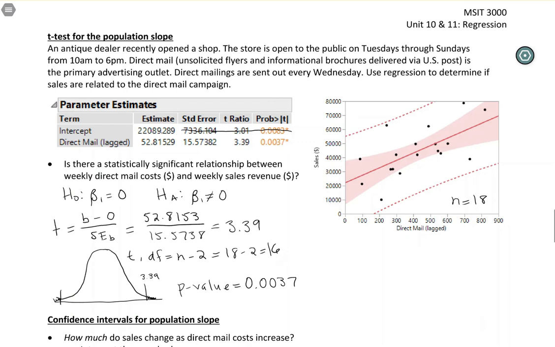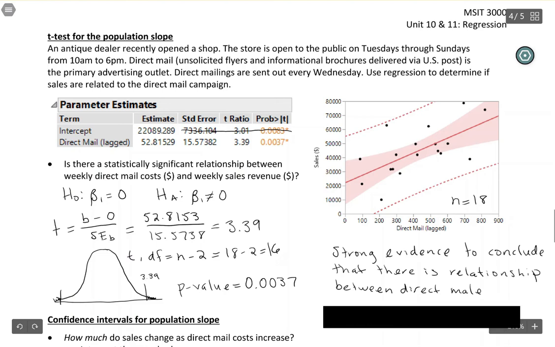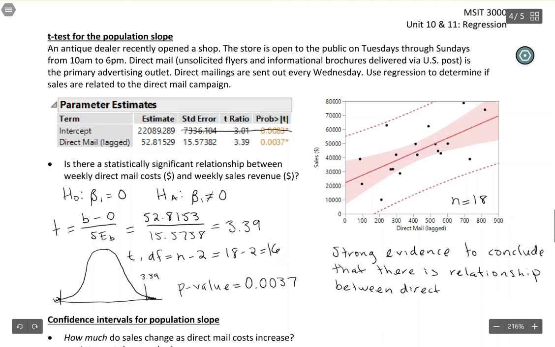Okay, so this is a small p-value. When your p-value is small, that means that you have strong evidence. So we would always say strong evidence to conclude whatever our alternative hypothesis is. So in this case, that would be strong evidence to conclude that there is a relationship, right? Remember, if the slope is not equal to 0, that means that there is a relationship between direct mail costs and weekly sales. There is a relationship between direct mail costs and weekly sales.